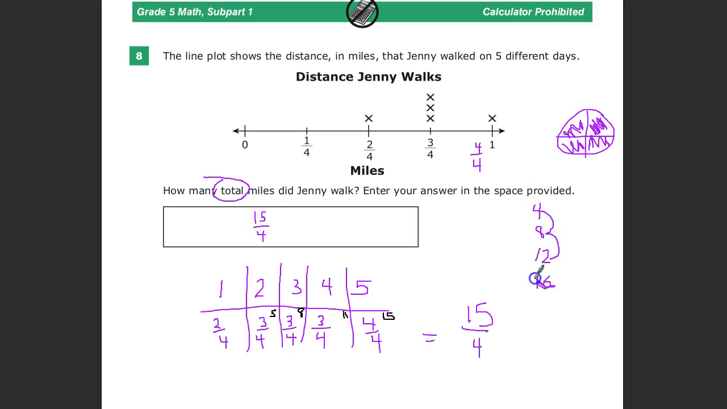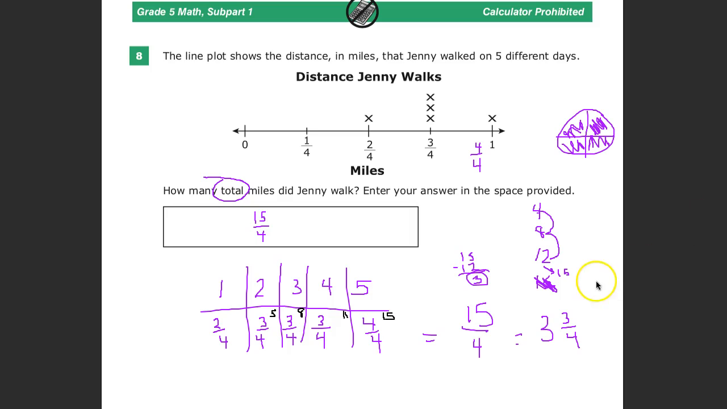I can't make it to 16, so that goes out. So I say, okay, well, I only got to 15. 15 - 12 = 3, so that's what goes here. So it is 1, 2, 3. Sorry, you start at 0. 1, 2, 3. And 3/4.